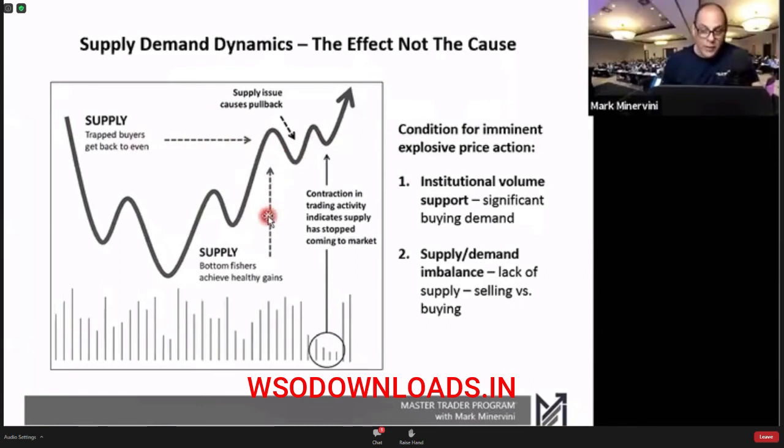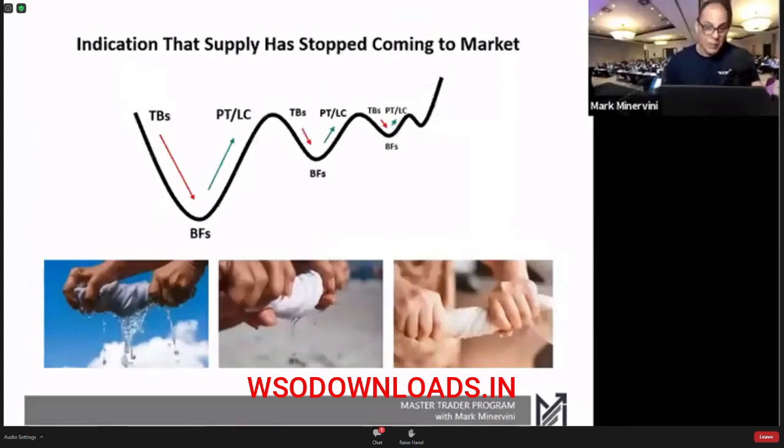So you're looking for institutional volume support, which offers significant buying demand and a supply-demand imbalance. And that's what happens when it gets very tight. When that imbalance happens, now the stock can move very quickly. Let me give you another example, and this will really bring it to life and illustrate it. A lot of people say this really crystallizes the concept.